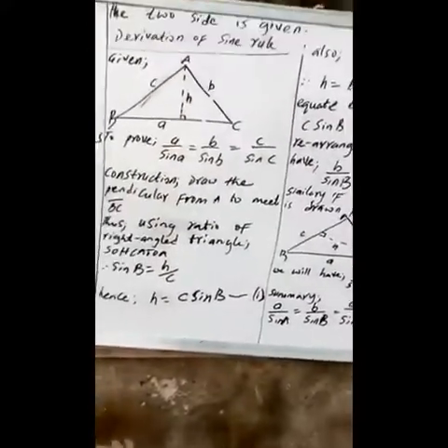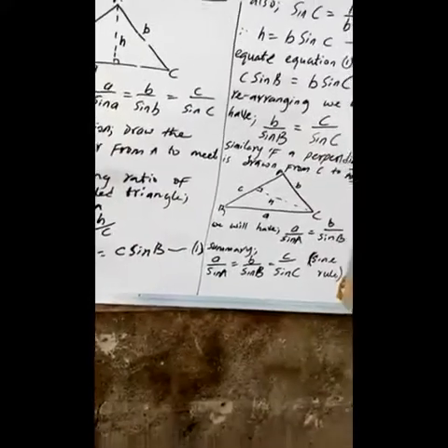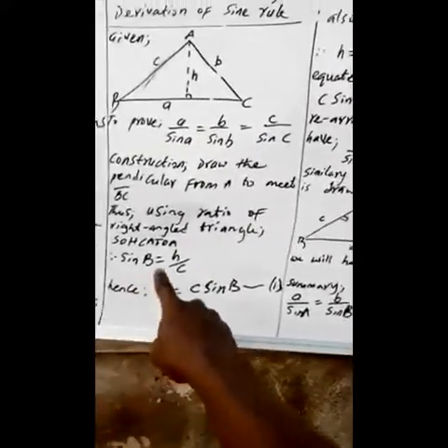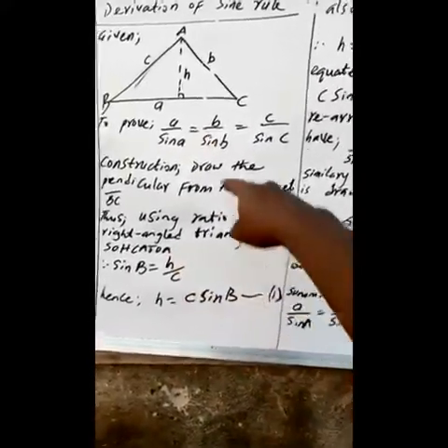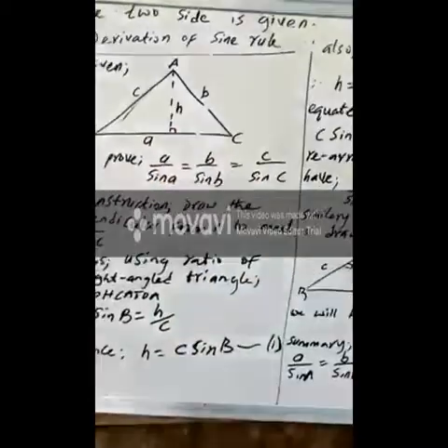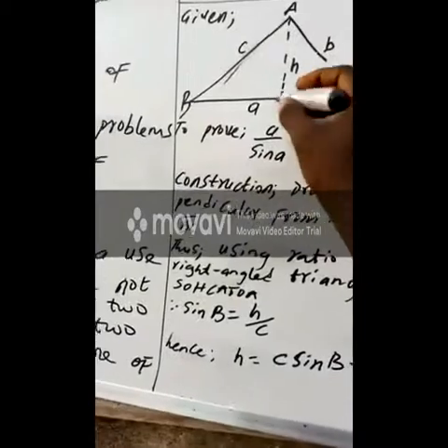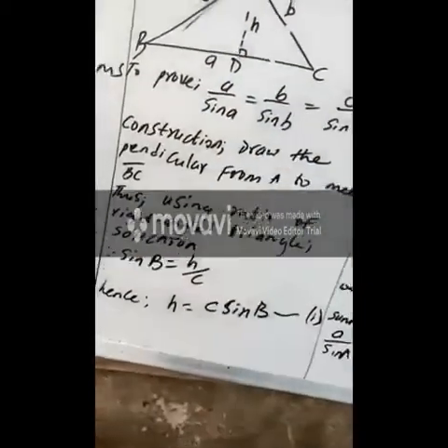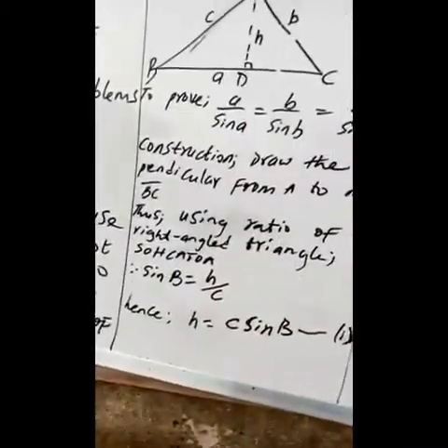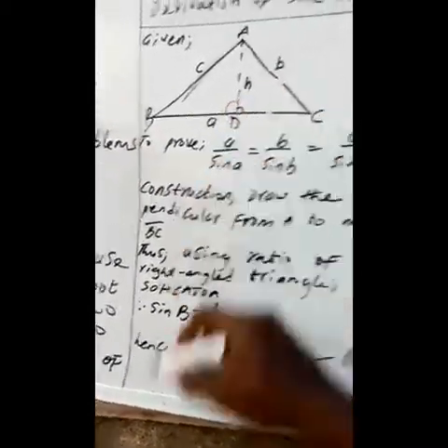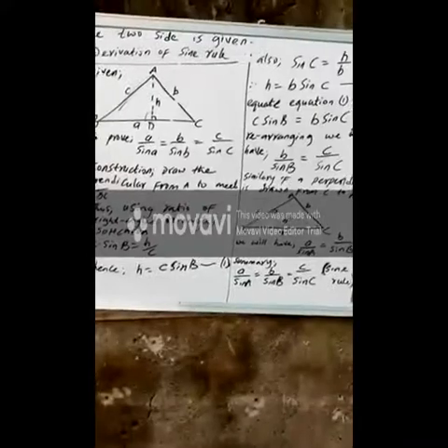Call that perpendicular H. Now, we want to use ratios of a right angle triangle. If you look at this, we can say that triangle ABD is a right angle triangle, and also triangle ADC is a right angle triangle. Each has one of its angles equal to 90.